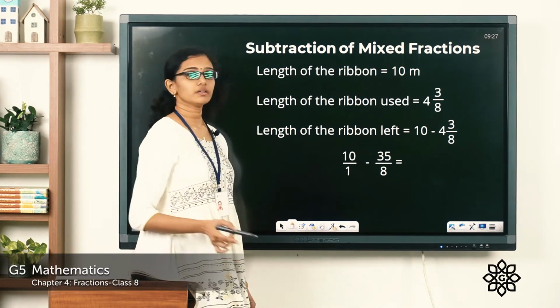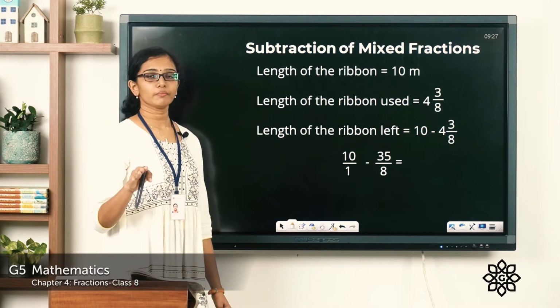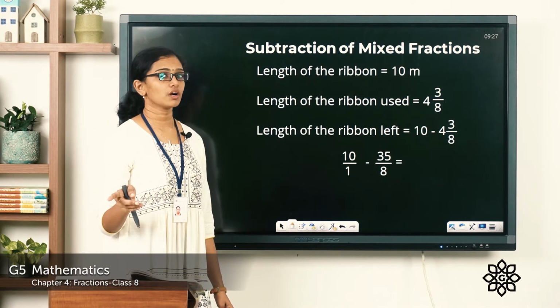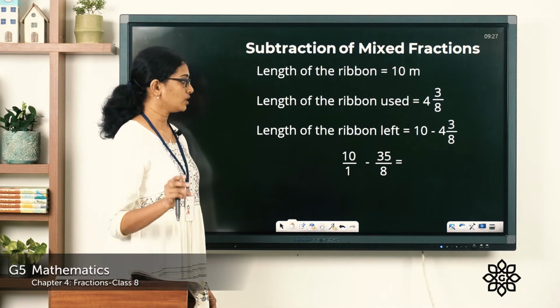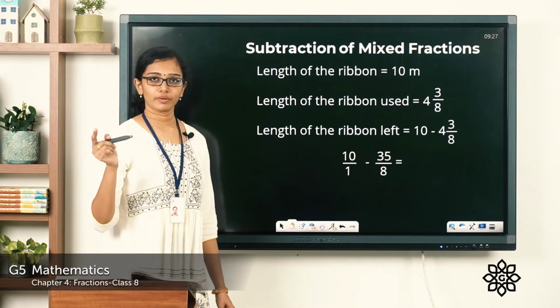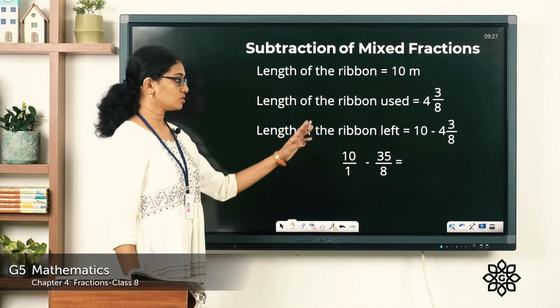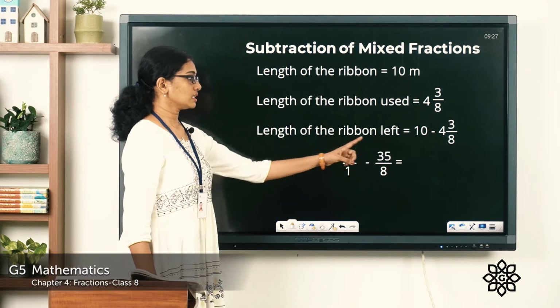So 10 by 1, what is 10 divided by 1? It is 10 itself. So if any number has a denominator 1, it will not make any change to the value of the number. So you can consider this whole number as having a denominator 1. And now the subtraction changes to 10 by 1 minus 35 by 8.